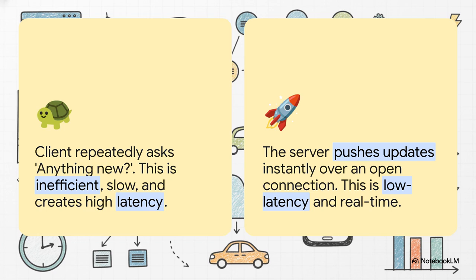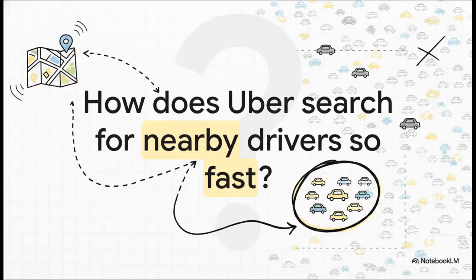It's slow. It's inefficient. Uber uses something called WebSockets. This creates a dedicated, two-way open channel. The second a driver's location changes, the server pushes that update to your phone instantly. No asking required. Right, so we can push updates in real time. But how does the matching service find, say, the 10 closest drivers to you out of thousands in just a fraction of a second?